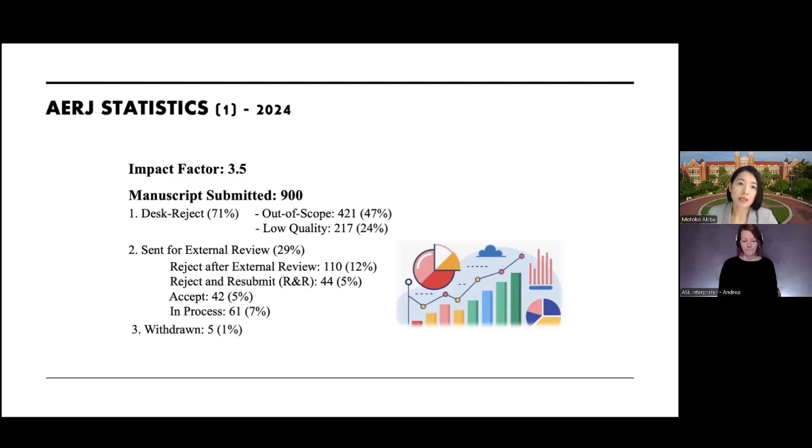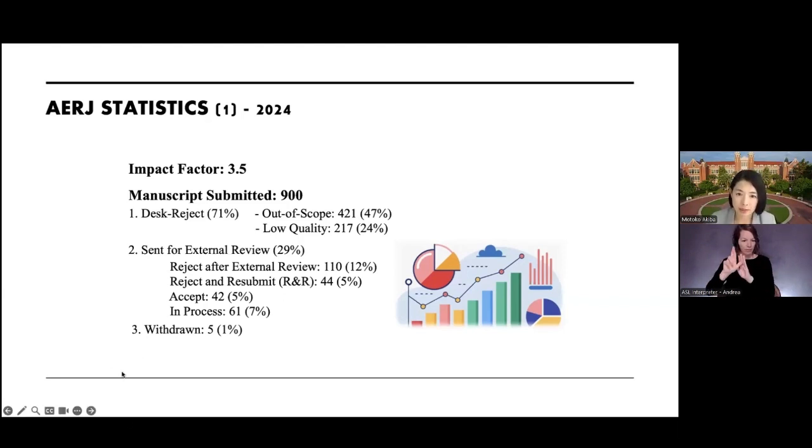Okay, so I would like to share several statistics that we have based on the data in 2024. Our impact factor is 3.5. We received a total of 900 manuscripts in 2024, and 71% of all of these manuscripts were desk rejected, about 47% for being out of scope and 24% for low quality. So the remaining 29% were sent out for external review because they met the minimum standards for publication.